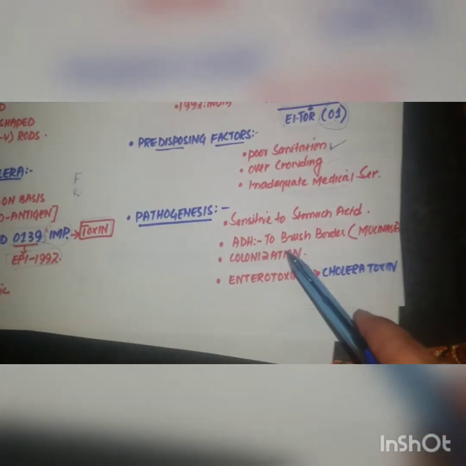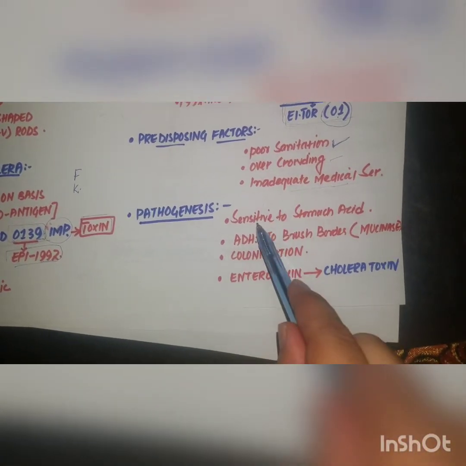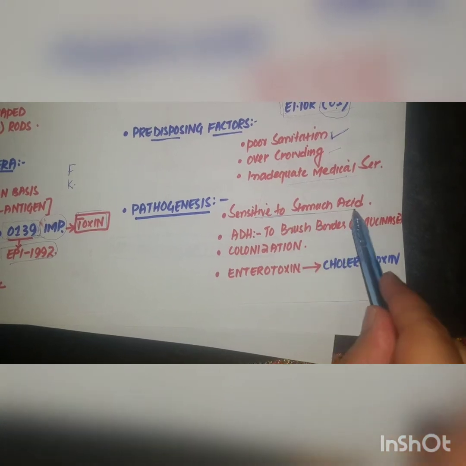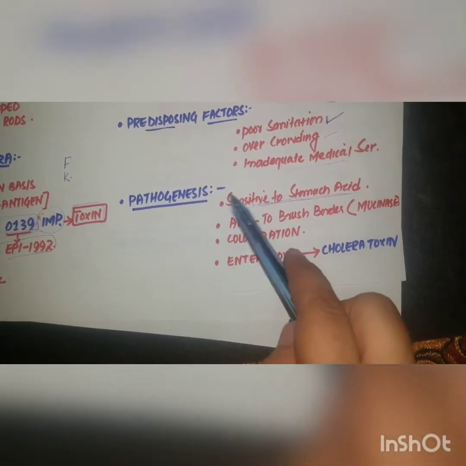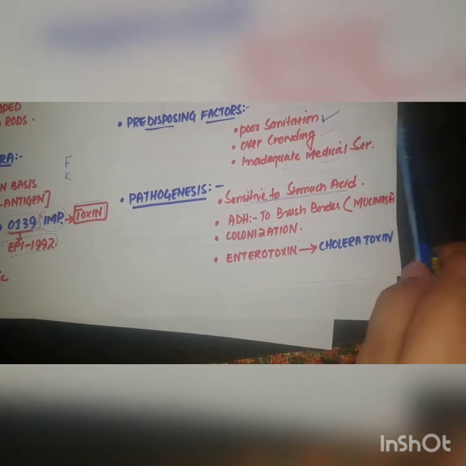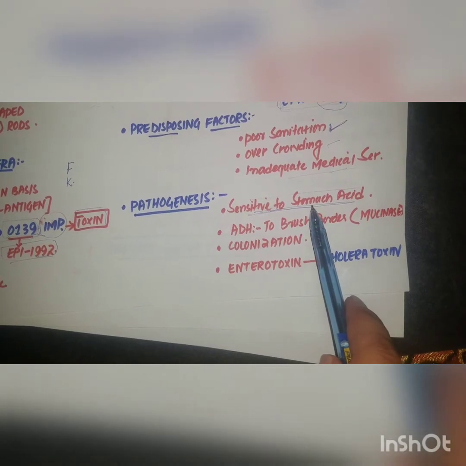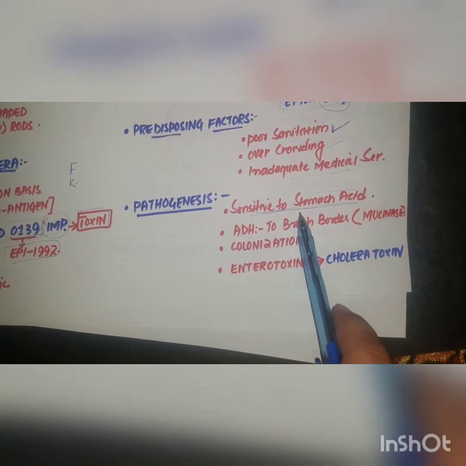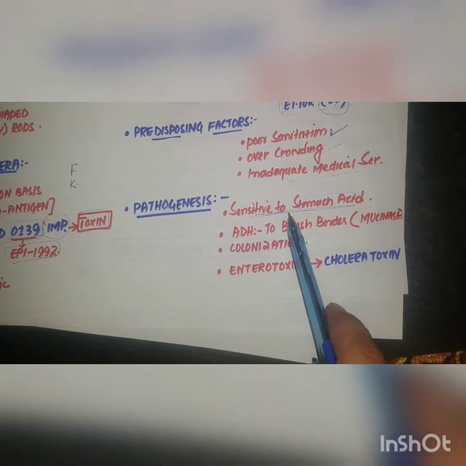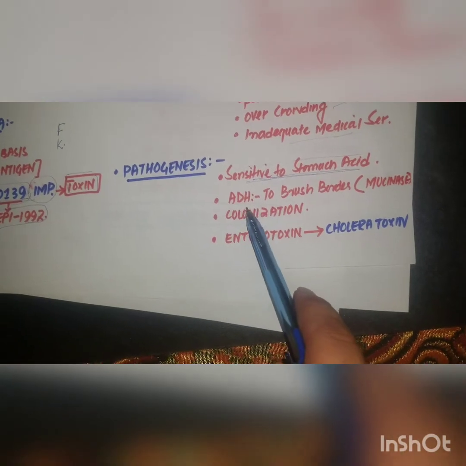Coming toward the pathogenesis, which is very important from the exam point of view. A very important point is that it is sensitive to stomach acid, which means a large number of organisms are required to cause cholera in a human being. So patients who are on antacids or who have had a gastrectomy are easily affected by this organism.